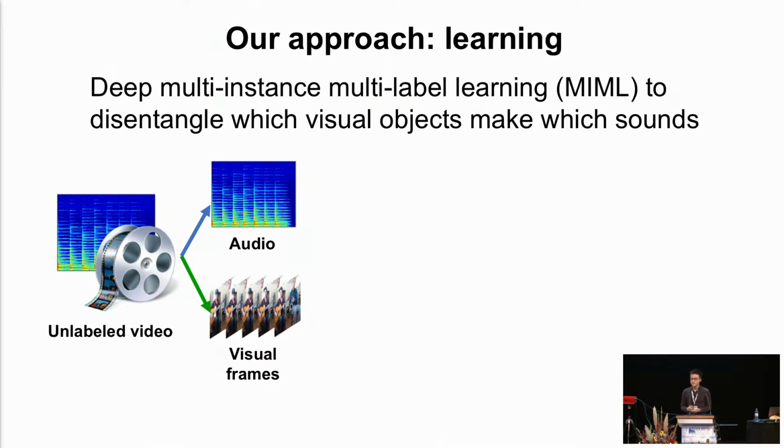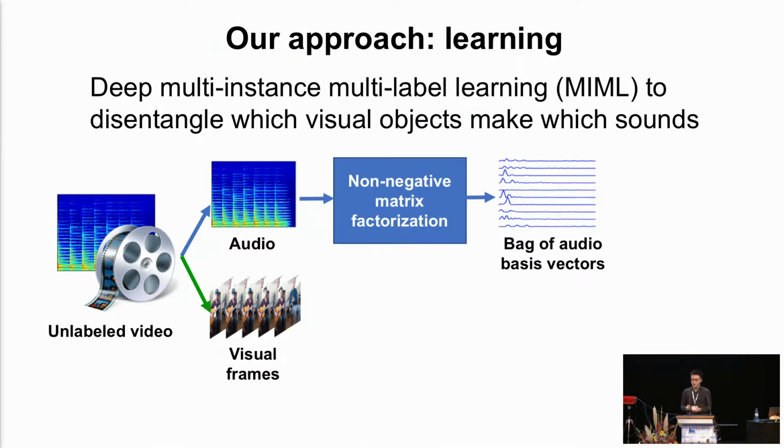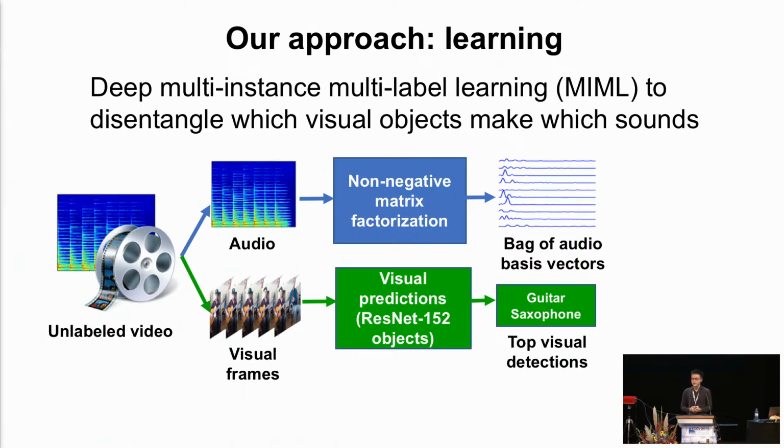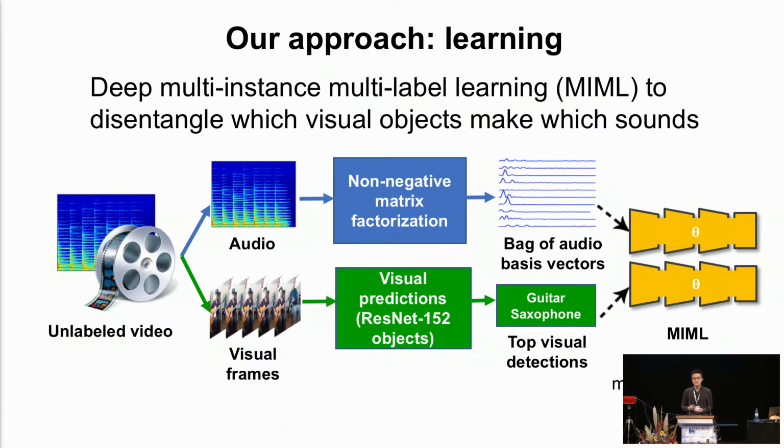We perform NMF on its log-relative audio magnitude spectrogram to get a bag of audio basis vectors. An ImageNet-trained ResNet is used to make video predictions to find the potential objects present in the video. Finally, we perform multi-instance, multi-label learning to disentangle which extracted audio basis vectors go with which detected video objects. And we design a deep multi-instance, multi-label network with multi-label hinge loss to achieve our goal.